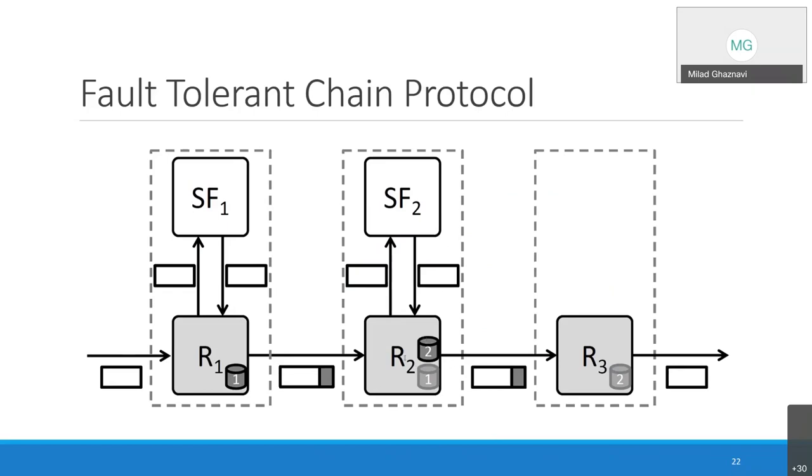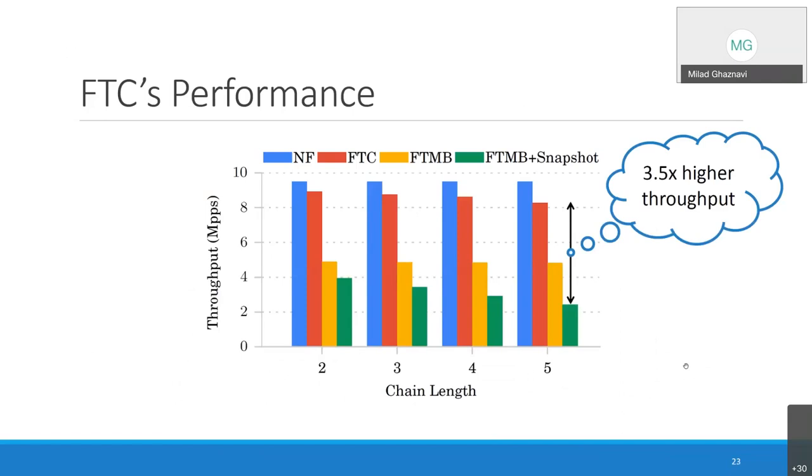R2 receives that packet, replicates the state, detaches the piggybacked state, sends the packet to the service function, and tracks whatever state is changed by processing that packet. When service function 2 sends the packet out, R2 receives it, piggybacks state changes onto the packet, and sends it to the third replica. And R3, when it receives the packet, replicates the state, strips that piggybacked state from the packet, and then finally releases the original packet to the outside world. By doing so, basically we achieve high performance.